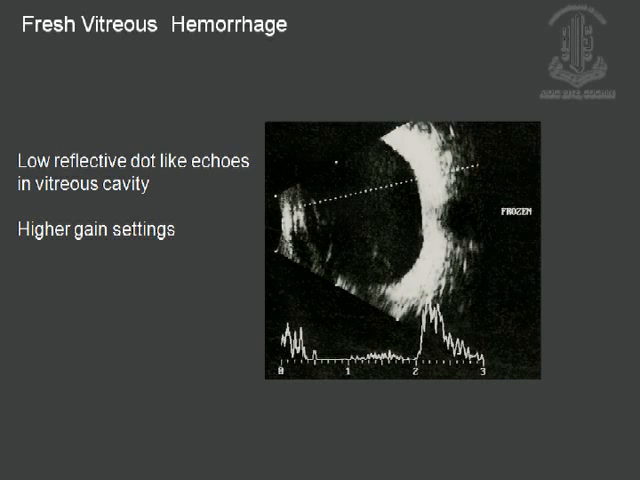If the other eye is normal, it is very important to try to compare it to the other eye. That gives you some idea about it. So fresh hemorrhage, be very careful in your ultrasound. You may report it as normal if you don't increase your gain settings, and you may miss those very, very fine spikes that you see on the scan on the ultrasound.